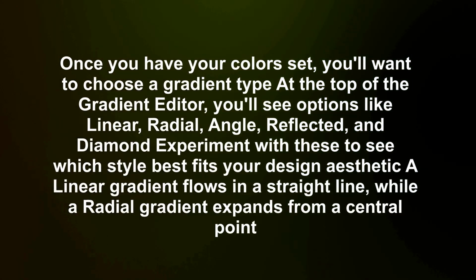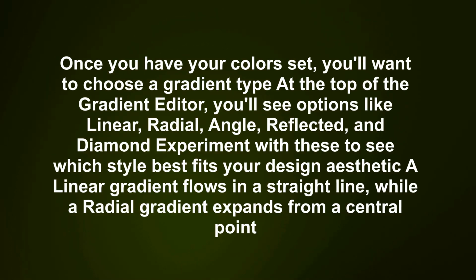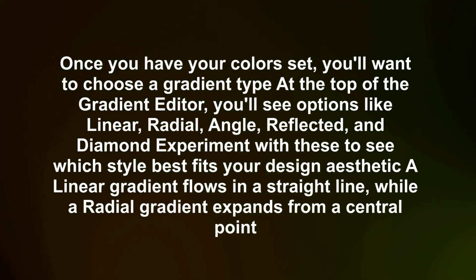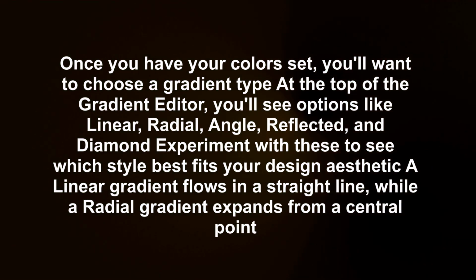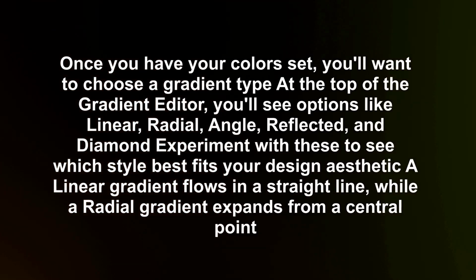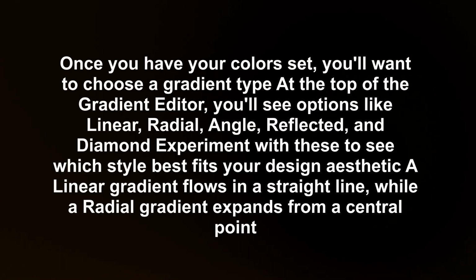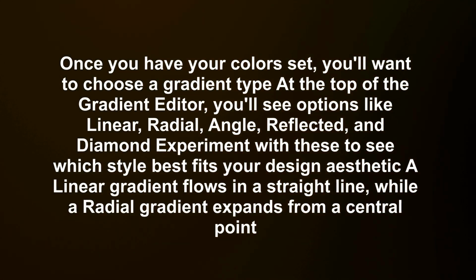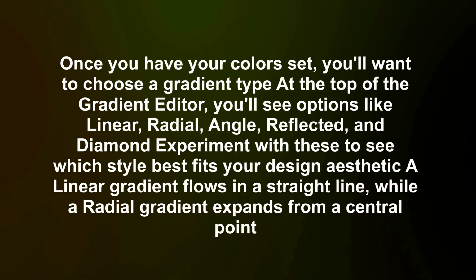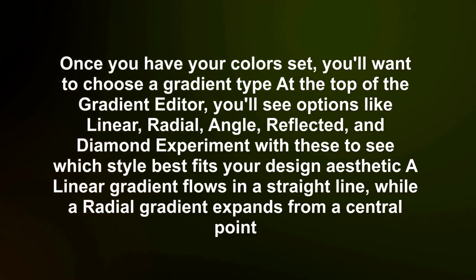Once you have your colors set, you'll want to choose a gradient type. At the top of the gradient editor, you'll see options like linear, radial, angle, reflected, and diamond. Experiment with these to see which style best fits your design aesthetic. A linear gradient flows in a straight line, while a radial gradient expands from a central point.